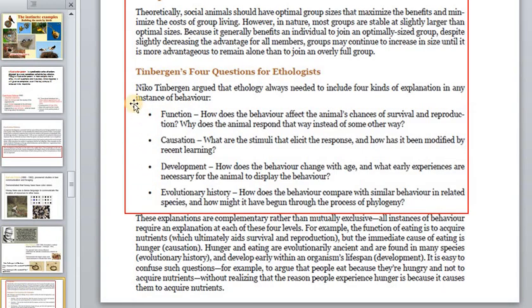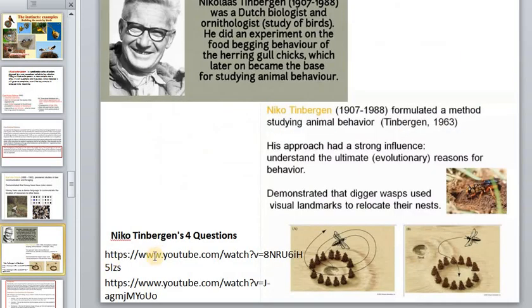Niko Tinbergen argued that ethology always needs to include four kinds of explanation in any instance of behavior: first function, causation, development, and evolutionary history. So I will post the links to the video and these questions.